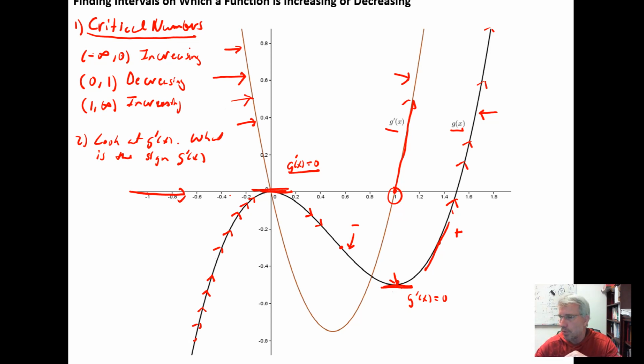So if you summarize this, if you're trying to identify intervals over which the function's increasing or decreasing, you want to find the critical numbers, establish open intervals using the critical numbers, the places where the derivative is equal to 0. In the next slide, we'll see places where the derivative might be undefined also gives us critical numbers. But use the critical numbers to identify open intervals, and then calculate the derivative and ask yourself, is the derivative positive? Is the rate of change positive? If it is, the function's increasing. Is the rate of change or the derivative negative? Then the function is decreasing.